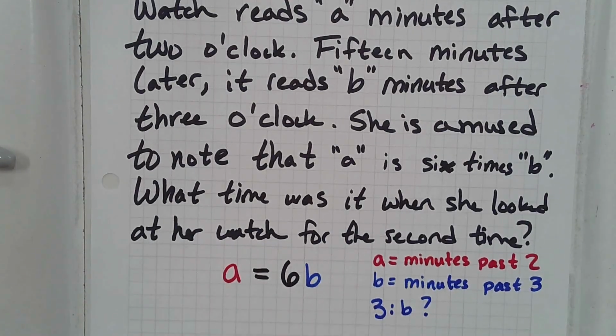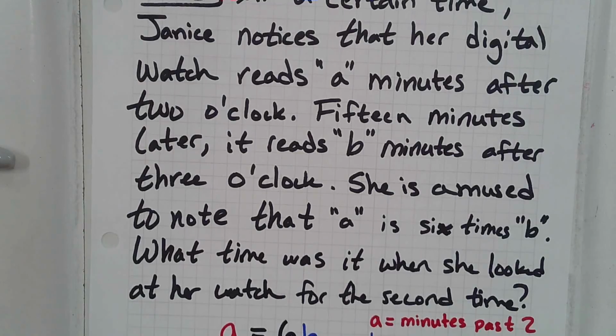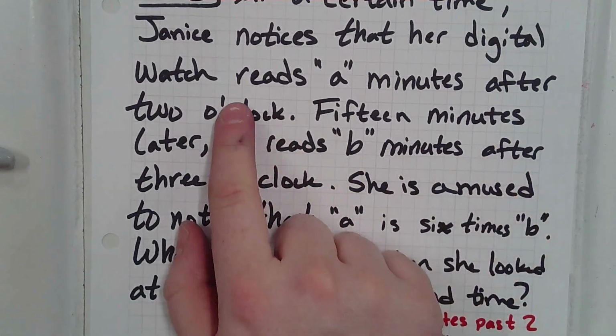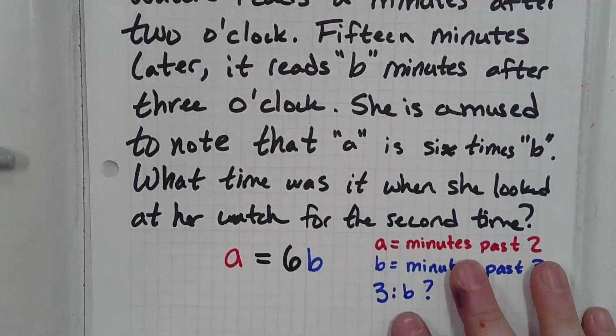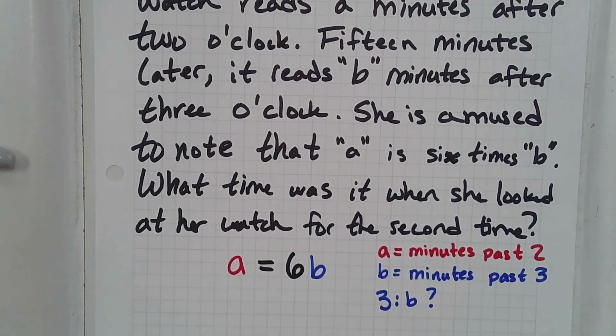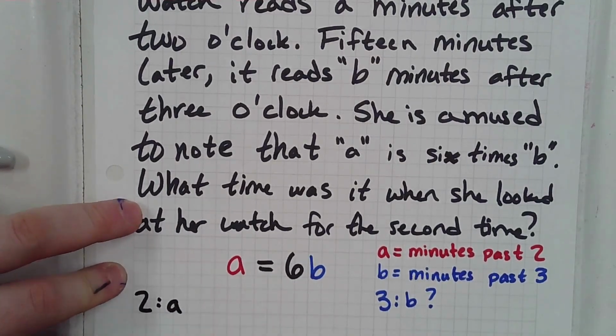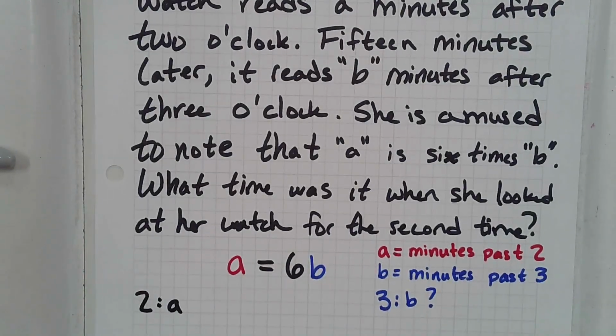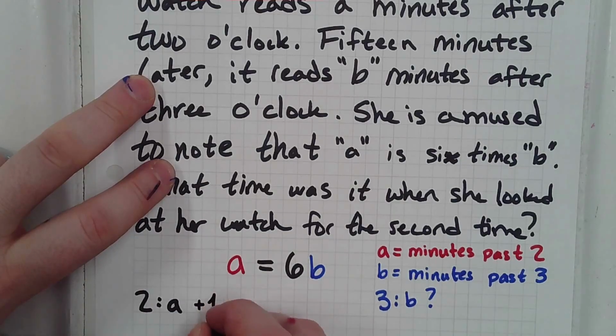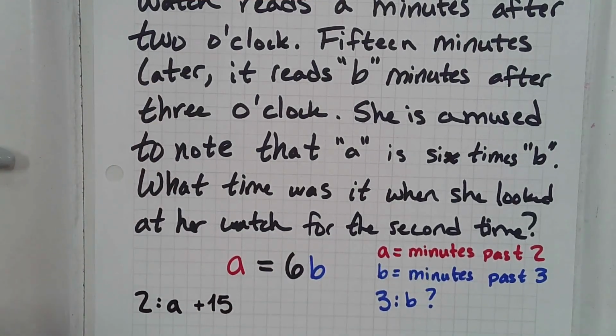All right, well, I've only got one equation. I need another equation. So if I go back to the top, you'll notice it says that her digital watch reads A minutes after 2 o'clock. So how can I represent that, the original time, A minutes after 2? Well, I can write it like this, I suppose. So there's A minutes after 2. Then it says 15 minutes after this. Okay, so if I add 15 minutes to that, then it reads B minutes after 3 o'clock. So now it's 3B, the thing we want to know, right?